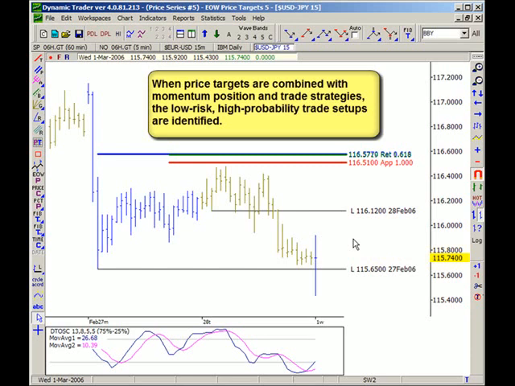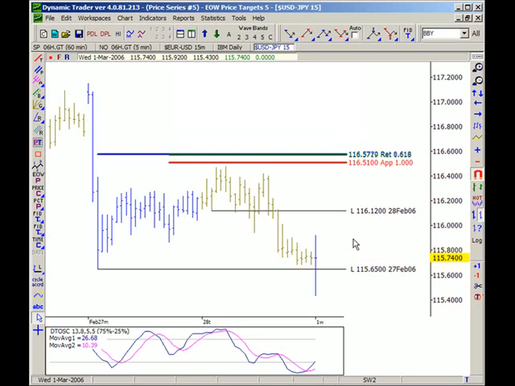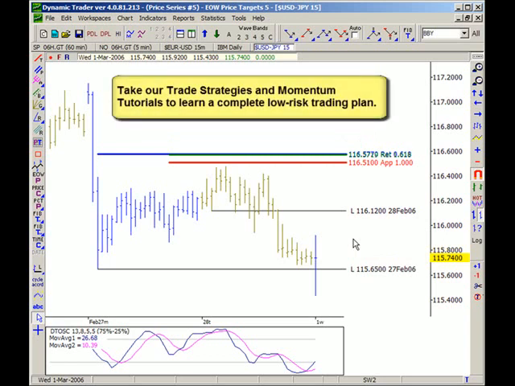Then we do have a whole tutorial series about trade strategies, high probability, low risk trade strategies for entering and exiting positions, but I've just given you an idea how we combine both momentum and trade strategy and price targets for an ideal trade setup.